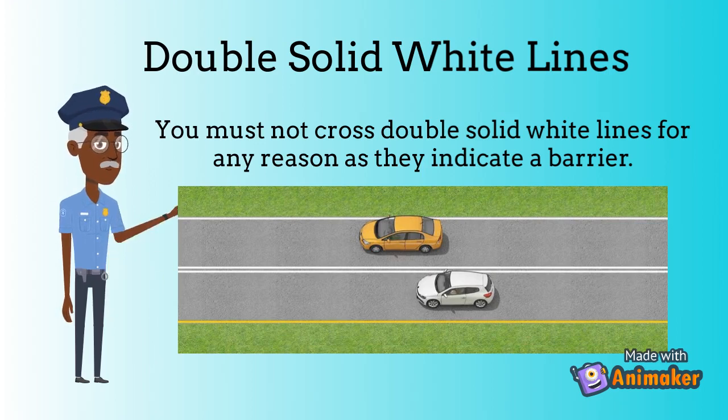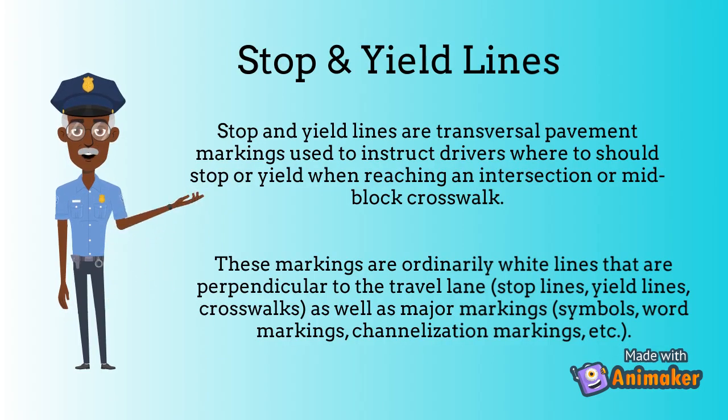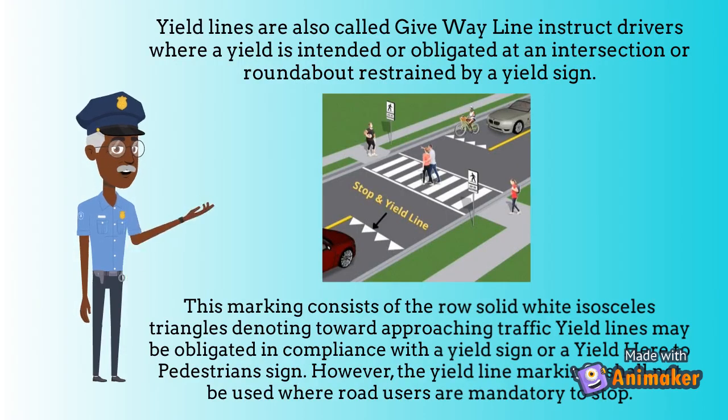Stop & yield lines. Stop and yield lines are transversal pavement markings used to instruct drivers where to stop or yield when reaching an intersection or mid-block. Yield lines are also called giveaway lines. They instruct drivers where a yield is intended or obligated at an intersection or roundabout restrained by a yield sign.